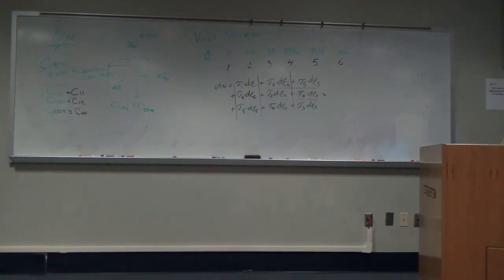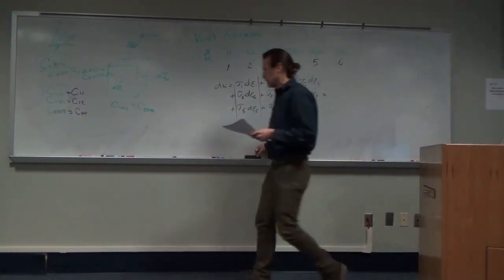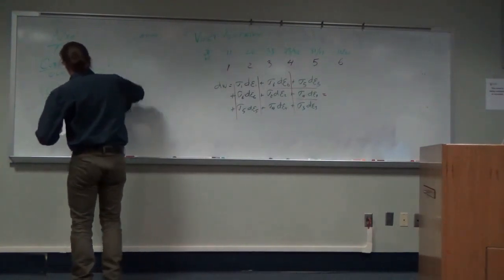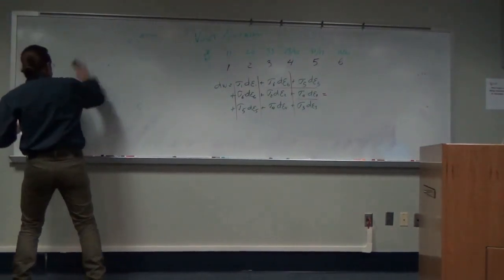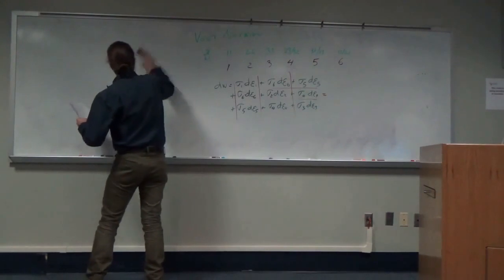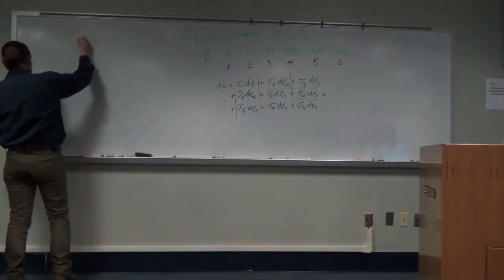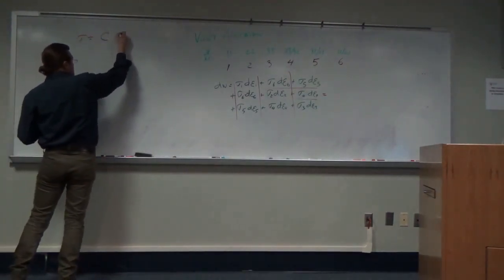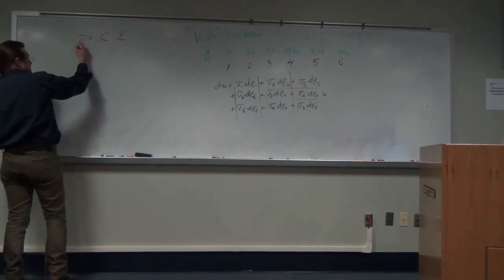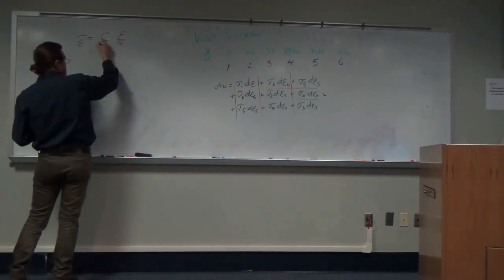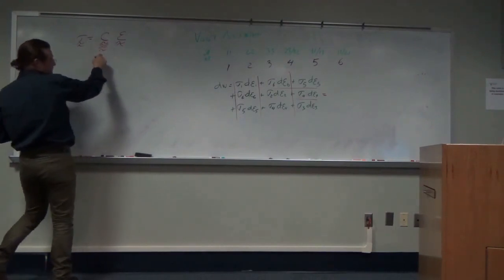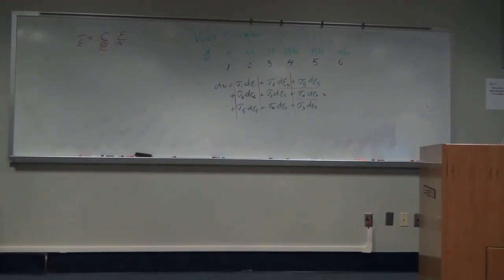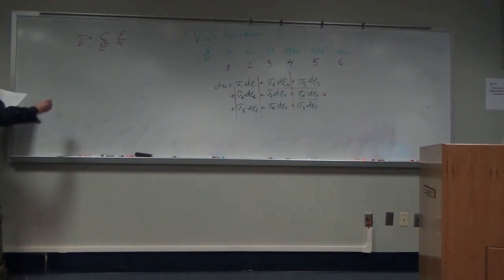Writing this using Voigt notation also means we don't have to write in four-dimensional space anymore, right? Because in the strictest terms, this sigma is equal to C epsilon, that is a second rank tensor and a fourth rank tensor. But now, if you want to, you can write it out this way.